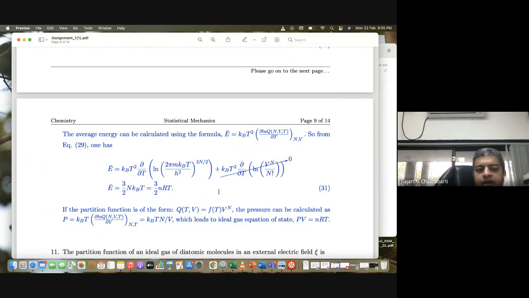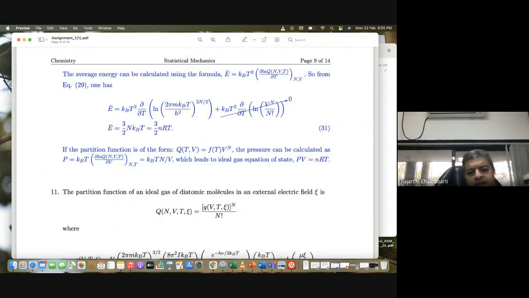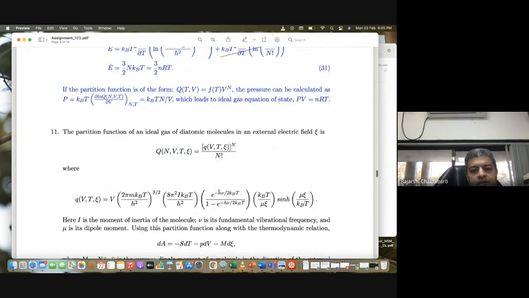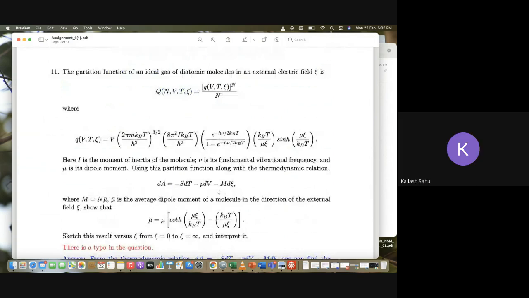This is question number 10. I think people did not ask question number 10. They asked, yes sir, we already solved that question. They asked question number 11. Some of you asked 11 and 13 and 15.